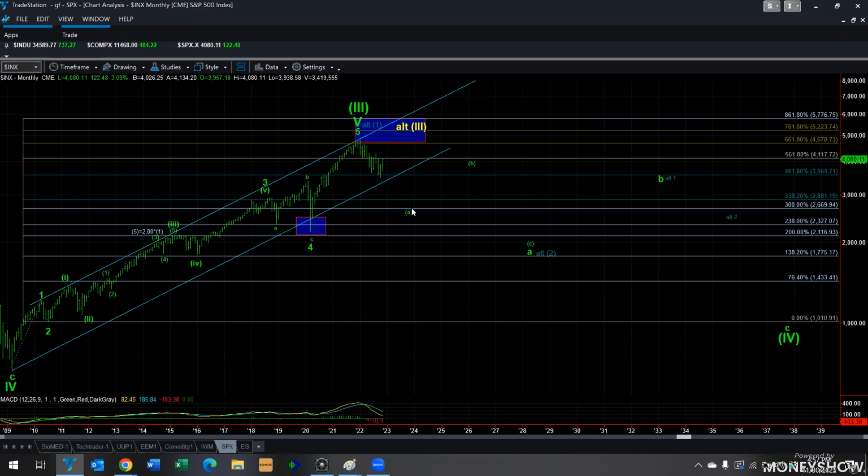How do we know this is a B wave, bounce, or impulse wave? I don't know what this quote unquote is referring to.